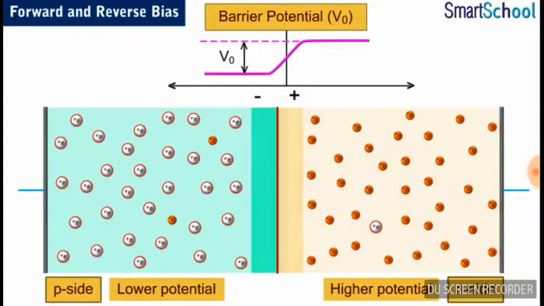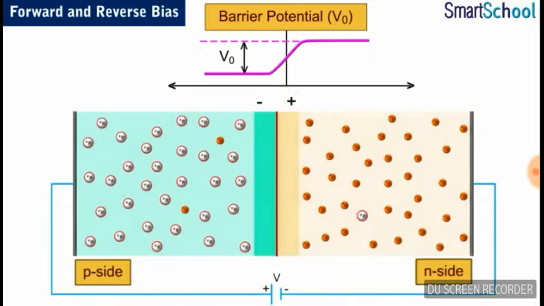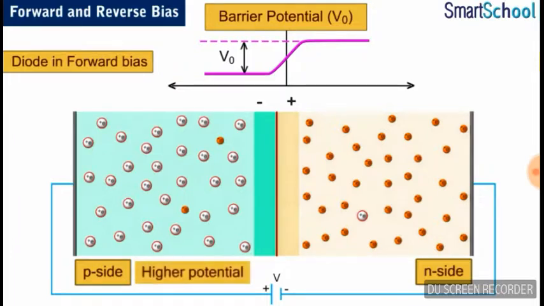Now, let the p-n junction diode be connected to a battery such that the p side is connected to the positive terminal and the n side is connected to the negative terminal of the battery. When connected in this way, the diode is said to be forward biased. When a p-n junction diode is in forward bias, the potential of the p side is raised, and now the p side is at a higher potential and the n side is at a lower potential.